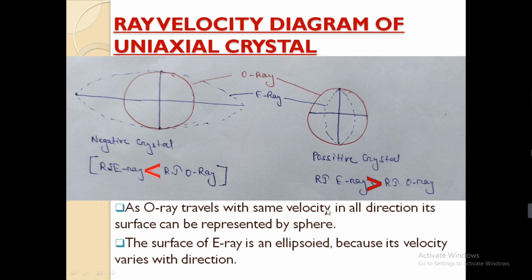इसके जो कैरेक्टरिस्टिक्स फीचर है, the refractive index of E ray is greater than refractive index of O ray. In this case, refractive index of E ray, which is epsilon, is greater. So in this case, the ellipsoid is outside the sphere. So this is positive crystal.